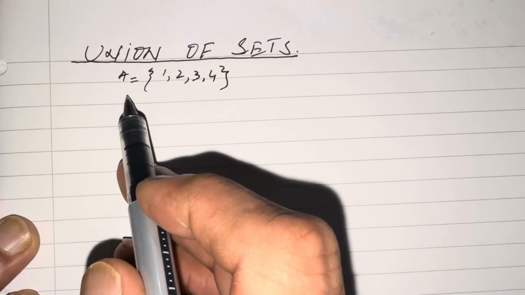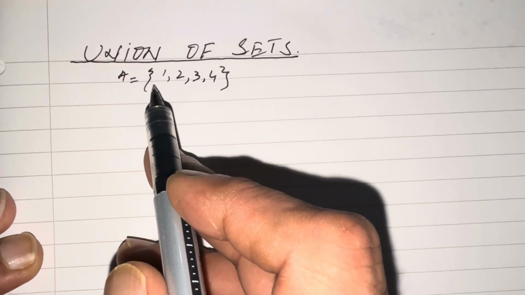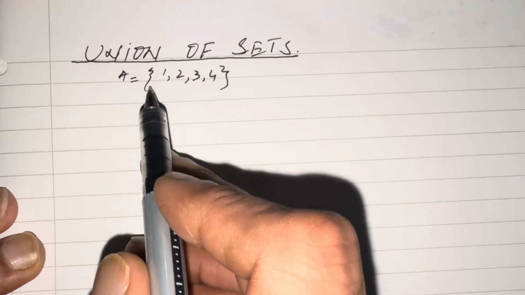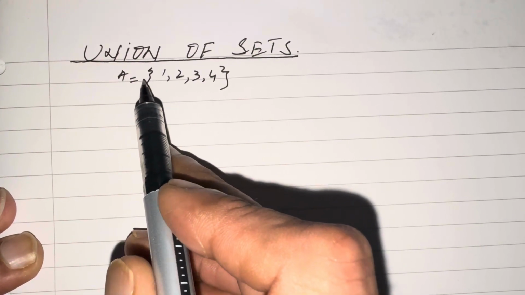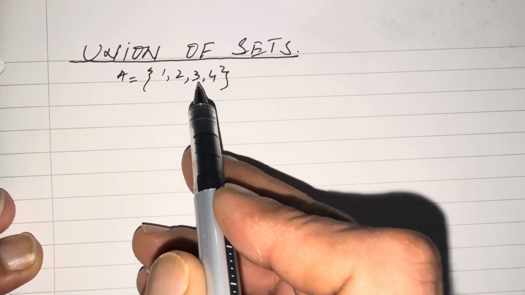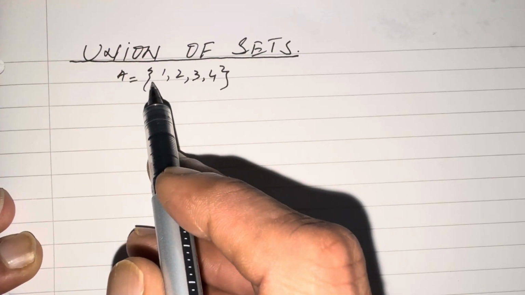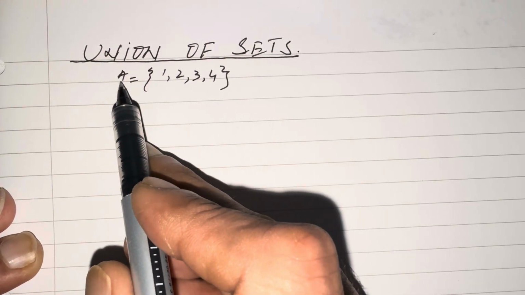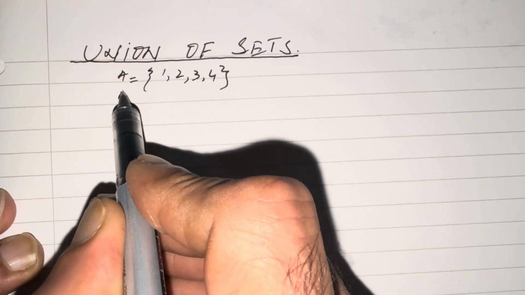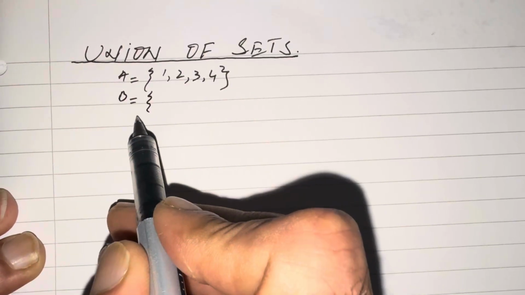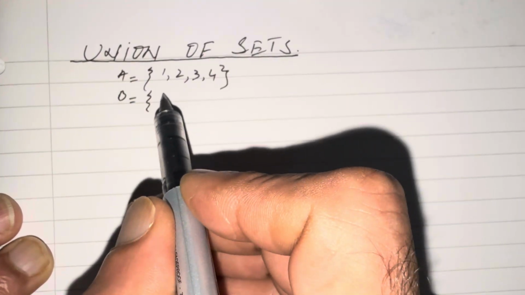As you know, sets are denoted with capital letters of the alphabet, and the elements of sets, which are these in the brackets, 1, 2, 3, 4, are called the elements of the set and are always written in curly brackets. So set A is equal to {1, 2, 3, 4}, and suppose there is another set B, which is equal to {4, 5, 6, 7}.